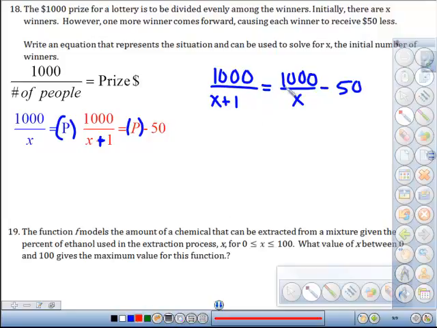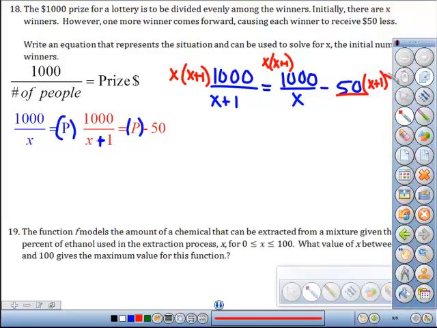All right, so this is how I would do this. I would treat all of these as a fraction. And I'd say, okay, what's the LCD of each of these fractions combined? And the LCD would be this times this. So I'm going to multiply everything times the LCD. So x times x plus 1, and this as x plus 1 times x.